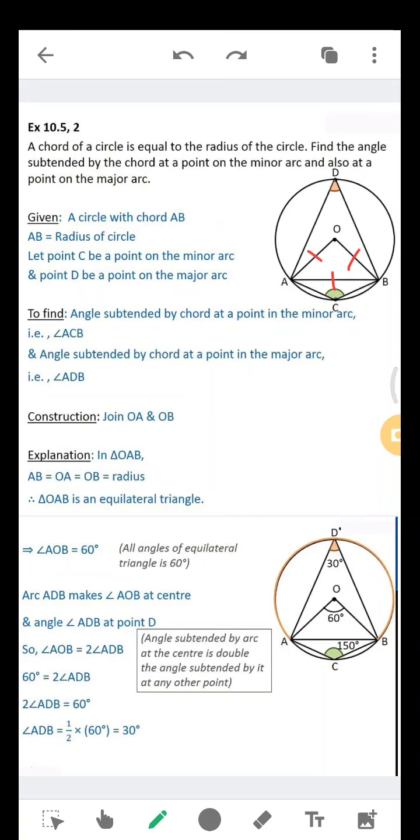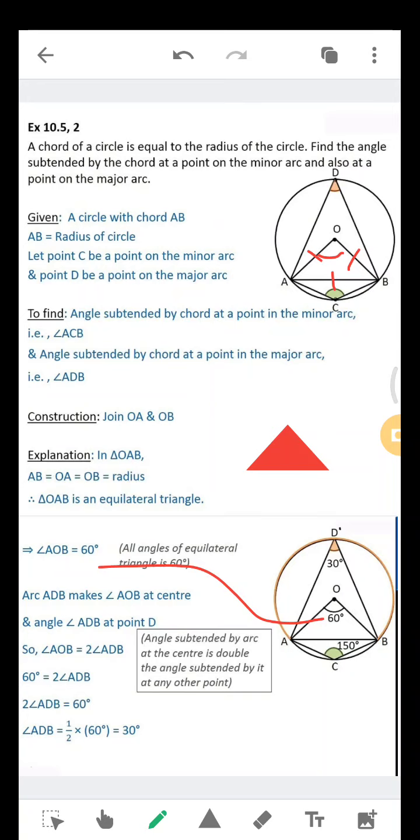Now comes the explanation. As AB, AO and BO are all equal sides, which triangle will this be? AOB will be an equilateral triangle, and you learn in the triangles chapter that each angle of an equilateral triangle is 60 degrees. So I can say each angle is 60 degrees, so angle AOB is 60 degrees.